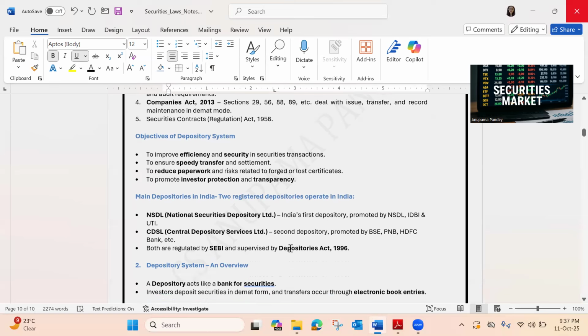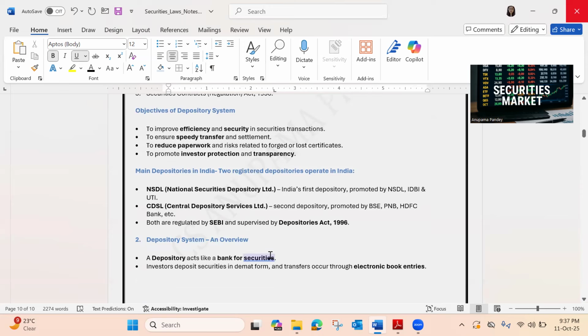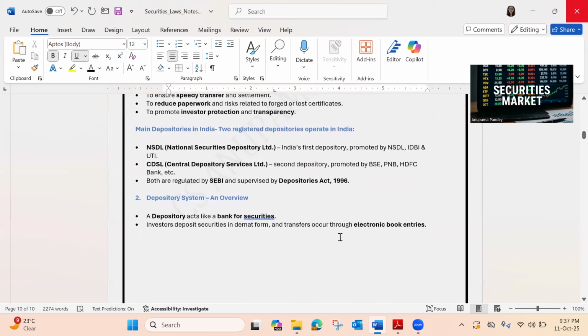So what are the two main depositories in India? They are NSDL and CDSL. They are the two registered depositories currently operating in India: National Securities Depository Limited, NSDL, and Central Depository Services Limited, CDSL. They both are regulated by SEBI and supervised under the Depositories Act 1996.